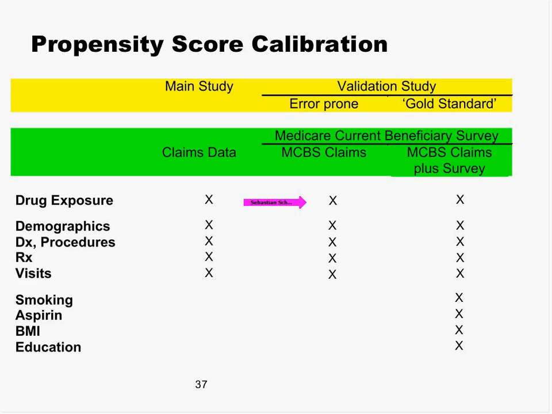Now, this is a reduced model, right, where you're missing all the survey data. The propensity score, which would be this here, an error-prone propensity score, which you would estimate here. You can estimate the relationship between those two propensity scores in order then to adjust this here, which is your main study. This MCBS is just a small subset of your beneficiaries. Next slide.